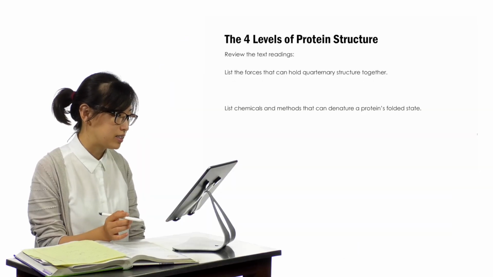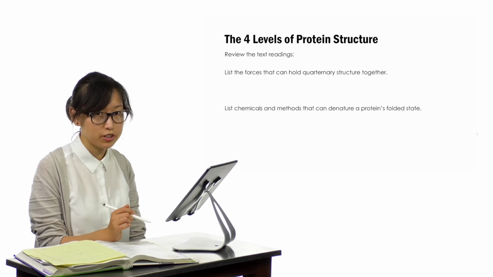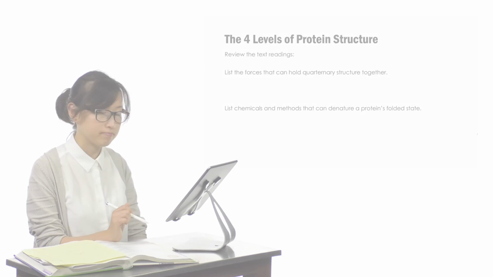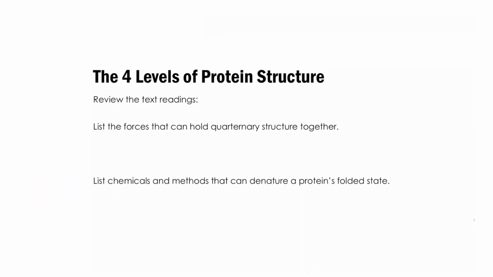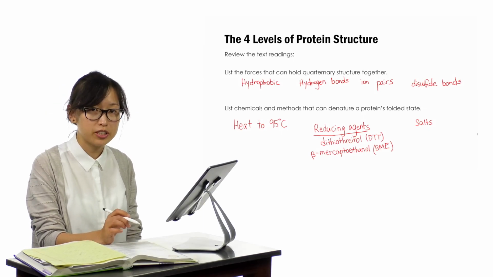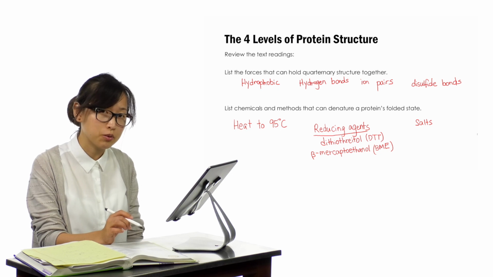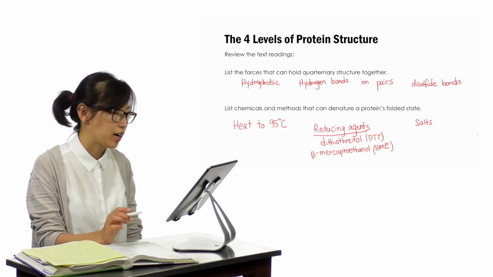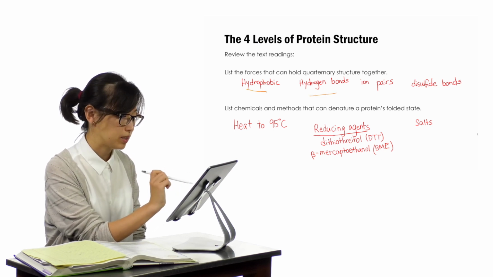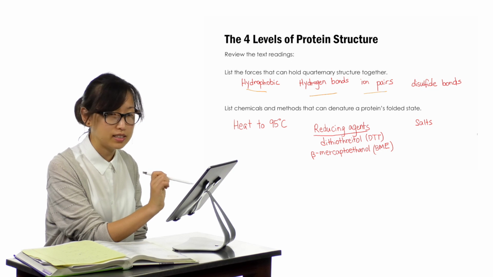Here's our last exercise for this lecture. Go ahead and list the forces that can hold quaternary structure together and chemicals and methods that can denature a protein's folded state. Similar to interactions that hold tertiary structure together, the forces that can hold quaternary structure together are hydrophobic interactions, hydrogen bonds, ion pairs, and lastly disulfide bonds.